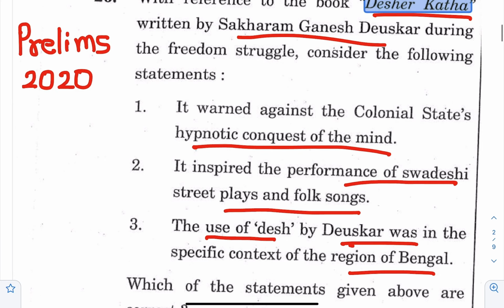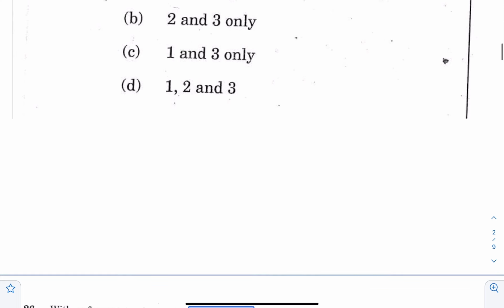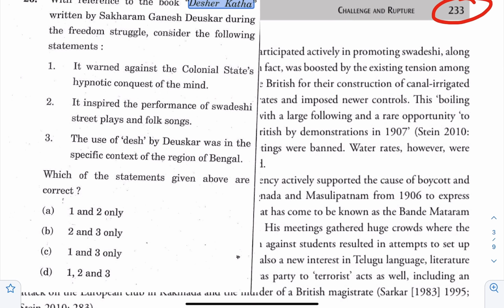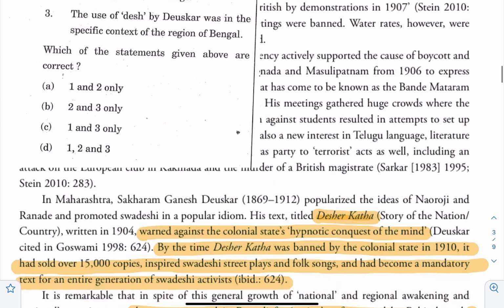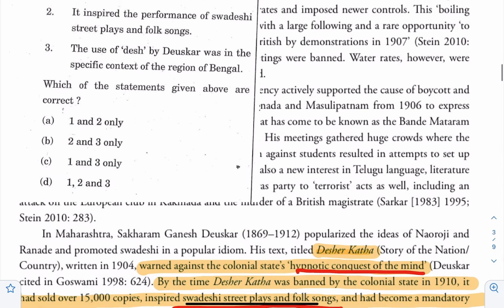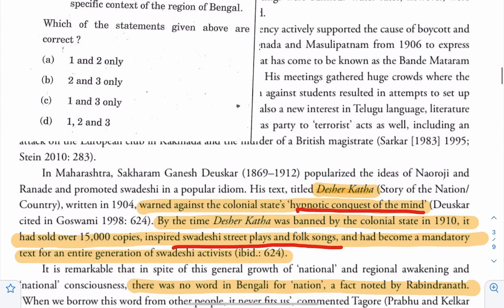So when this question came, obviously it was not given in Spectrum. The Spectrum of that year's edition, it was not there, and people really got confused that from where this question has been asked. So let me show you this one. On page 233 of this book, you would see Desher Katha warned against the colonial state's hypnotic conquest of mind. Exactly these words are used, word by word repetition. And then in the second statement, it says that inspired Swadeshi street plays and folk songs. So these two options are obviously correct.